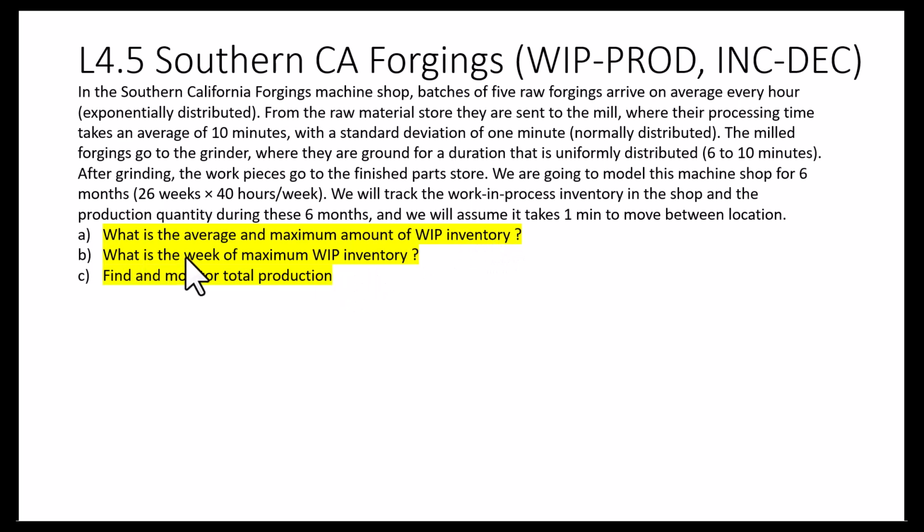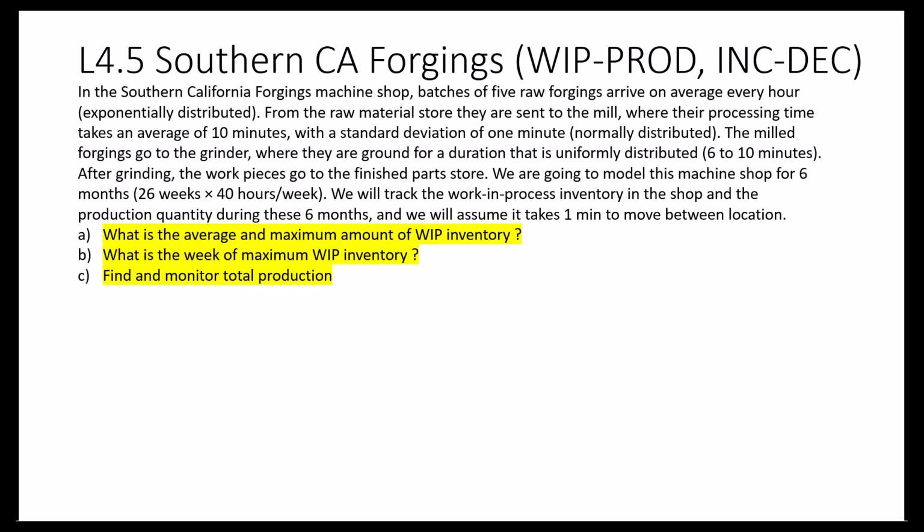And also, what is the week of maximum WIP inventory? So then you can go back to your supply chain folks, all the planning department, and say, hey, what happened in this maximum work in process inventory? Or you can also talk to the production manager, say what happened, how come we accumulate so much inventory in this WIP location. And last, to find and monitor the total production, remember the variables are also helpful to see if your model is working, and it helps in the troubleshooting part.